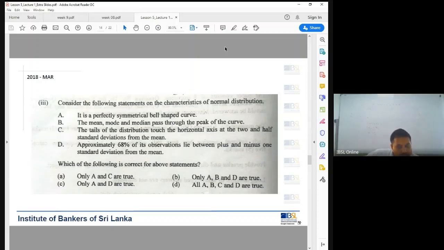Statement C, the tails of the distribution touch the horizontal axis at 2.5 standard deviations from the mean. Now that's the wrong statement here, because we have learned the tail of the distribution will never touch the horizontal axis, and it will go to plus infinity and negative infinity for any standard normal distribution.